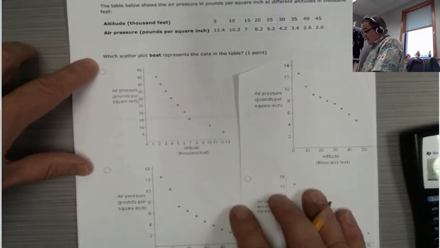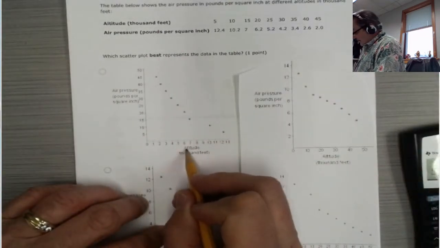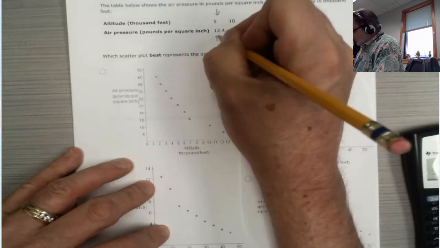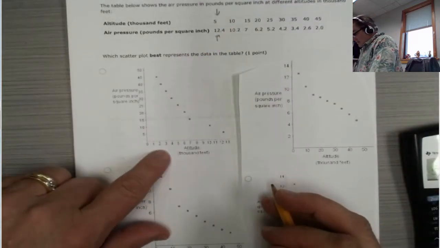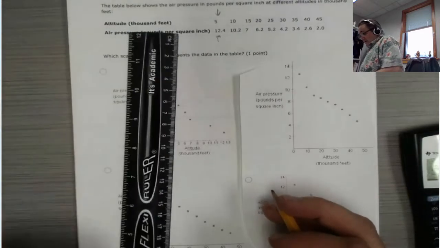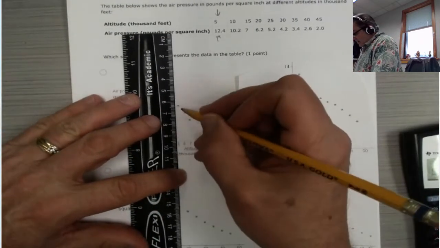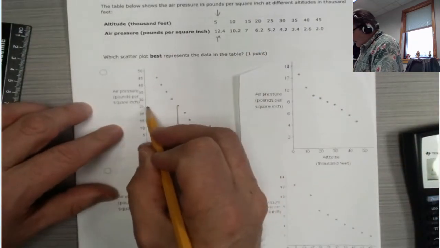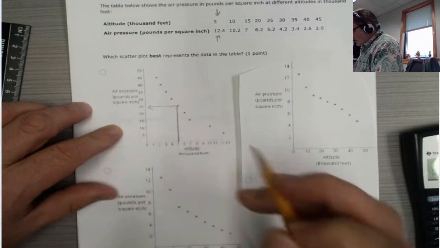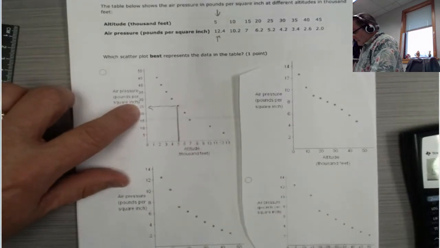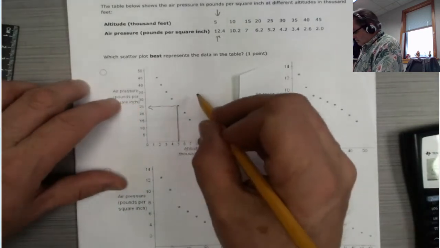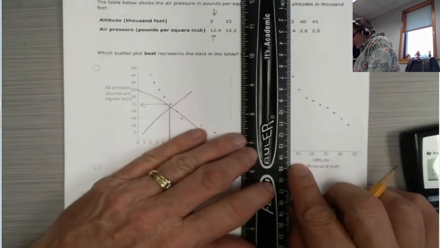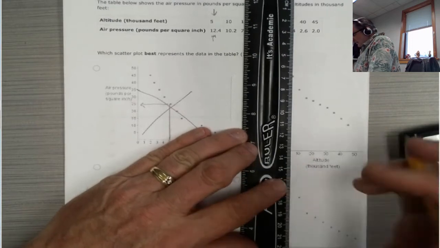All right, so we just have to match up. It means the altitude is down here. So when the altitude is 5, the air pressure should be 12.4. So let's look. Use a ruler or whatever. It's 5. So it'll be about right there. Is that 12.4? No, that's 25. Right? That's not even close. Can't be that one. How about this one? 5 is going to be about in the middle there. So that's going to be that point right there.